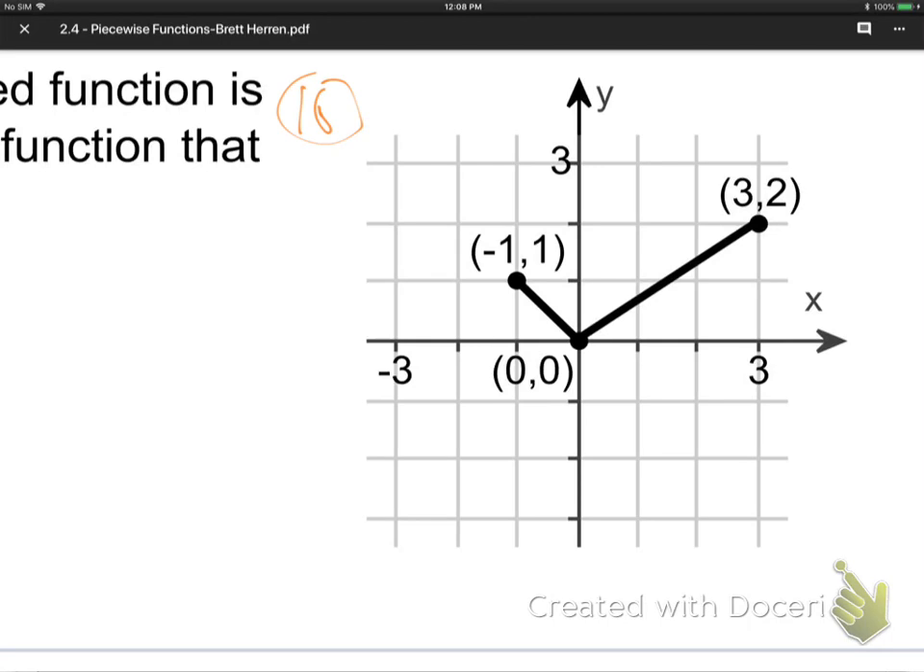So number 16. Basically, they want you to take that picture. And so they're doing it backwards now. They give you the picture, you give them the equation. So they're going to say f of x equals what if what, and what if what? So do it backwards.